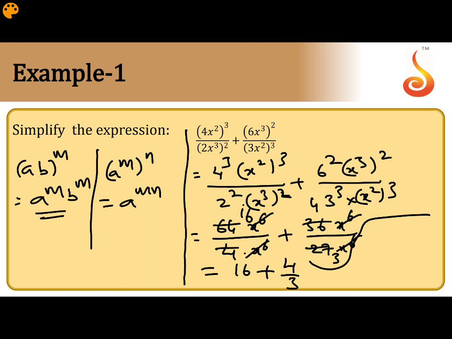Next, now we can simplify this one. What is the LCM here? 3. So if you take LCM 3, this is 16 into 3, 48 plus 4. Now what is the answer here? 52 by 3 is the answer. 16 into 3, 48 plus 4 into 1, 4. That is the answer for this one. So basic thing is you have to use the identities properly. It is not difficult, easy only.